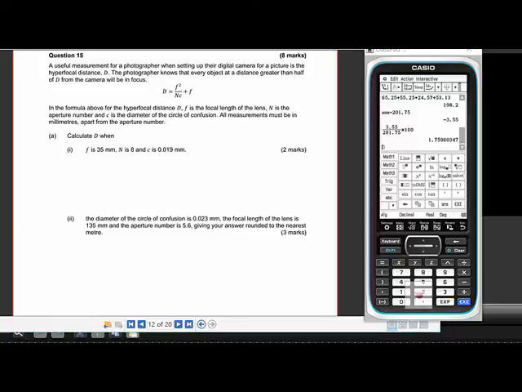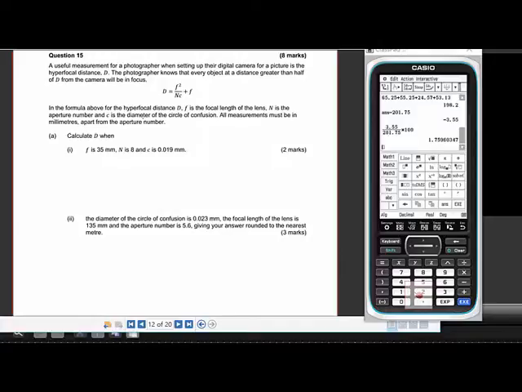A useful measure for a photographer when setting up their digital camera for a picture is the hyperfocal distance, capital D, which we can see in the formula just here.